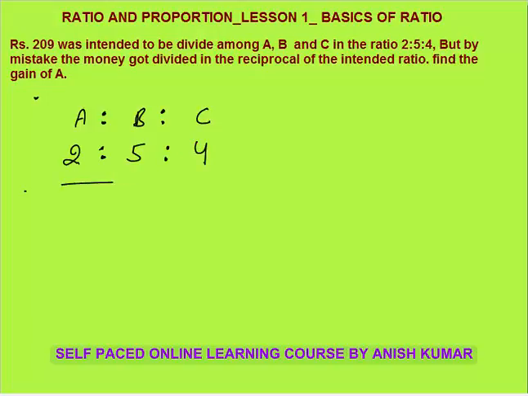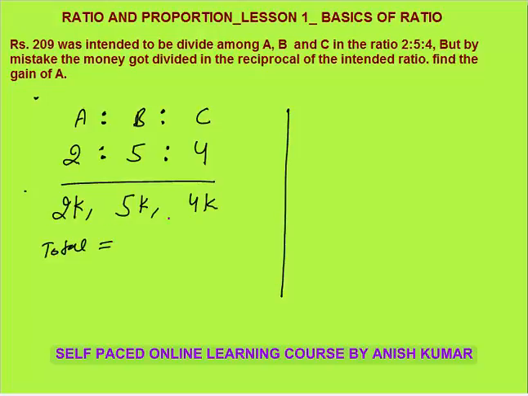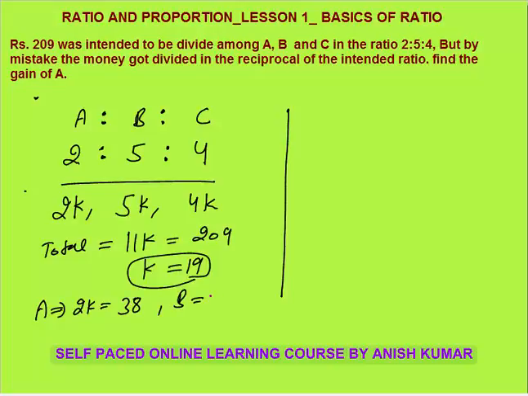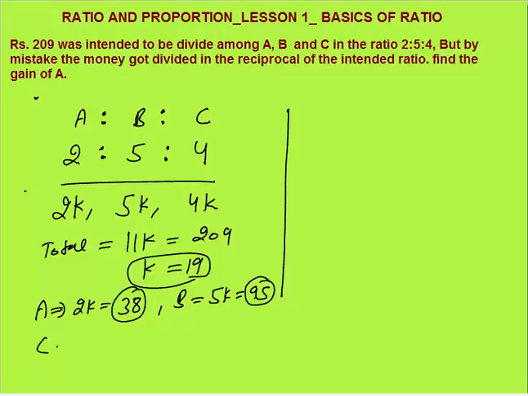The ratio is given, how to convert the ratio into numbers? Multiplying by a constant. This is 2k, 5k, 4k. This is part 1 I am solving. 2k, 5k, 4k. Total is 5 plus 4, 9 plus 2, 11k is equal to 209. K is equal to 19. You got k as 19. So A was how much? A got 2k, that is 38. B got 5k, that is 95. And C got 4k, that is 76. So in this way you can calculate their parts.